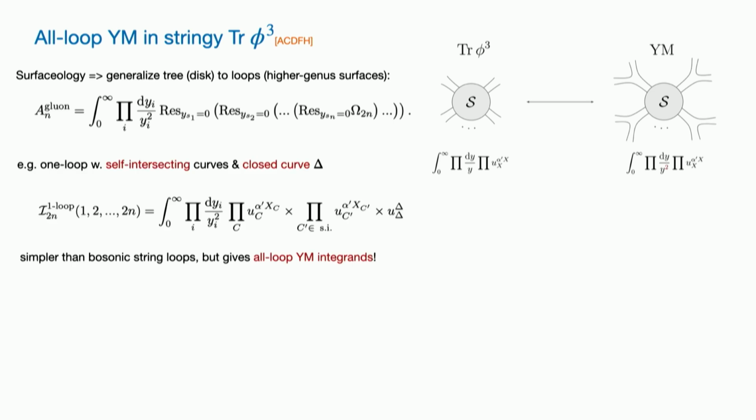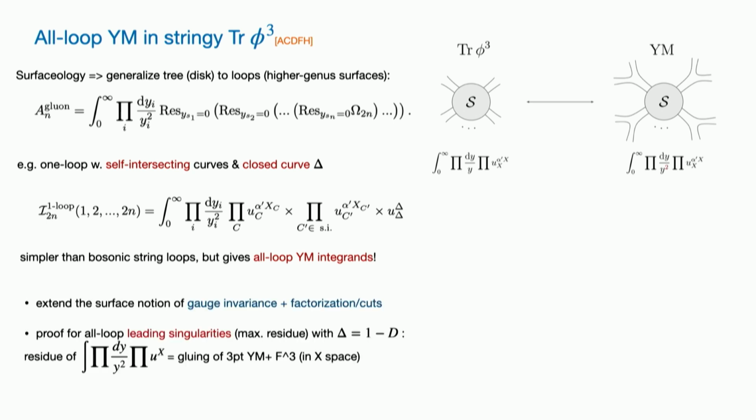So for example, at one loop, concretely, you take the 2n point trace phi cube bosonic string amplitude. Here in principle, there's the infinite product of u to the x because there are an infinite number of curves. But you just change dy over y to dy over y squared. In practice, you also need to worry about some self-intersecting curves and this closed curve enclosing the loop puncture. In practice, we don't need the full-fledged string thing. We just take the alpha prime to 0 limit. This already gives you the all loop Yang-Mills integrand.